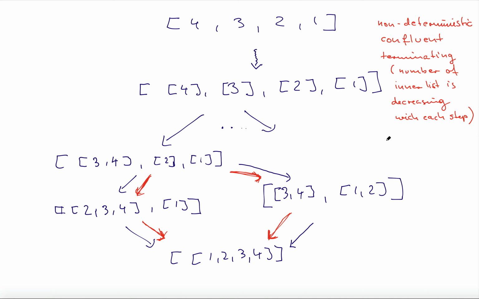So from confluence and termination, we can get the existence of unique normal forms. And what's the normal form here? So the normal form is just the result of the computation. And so normal form means that the inner list contains all the elements we have and is sorted. That's the normal form.